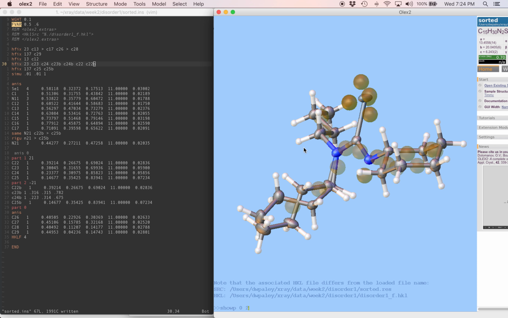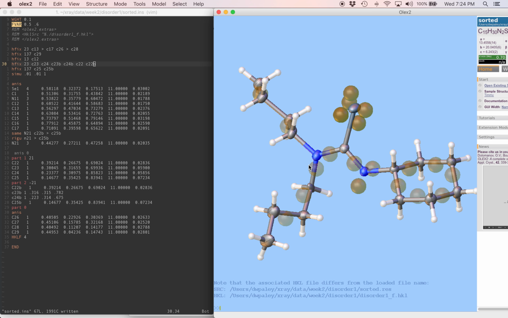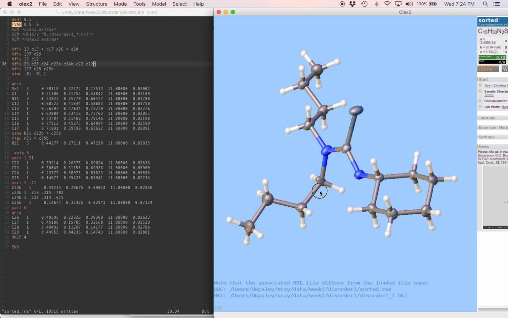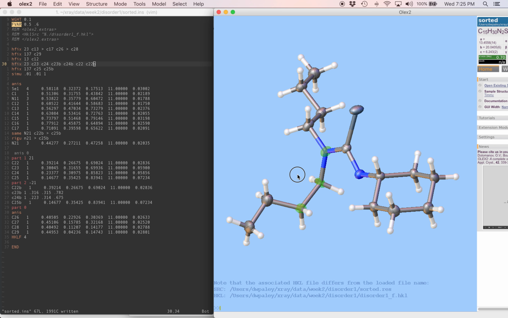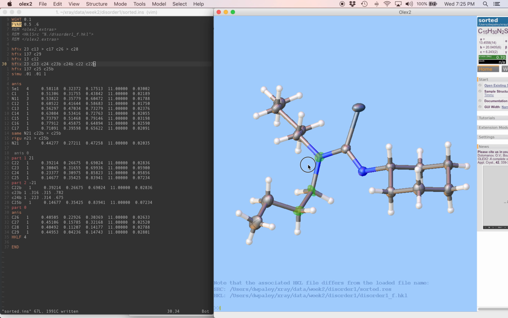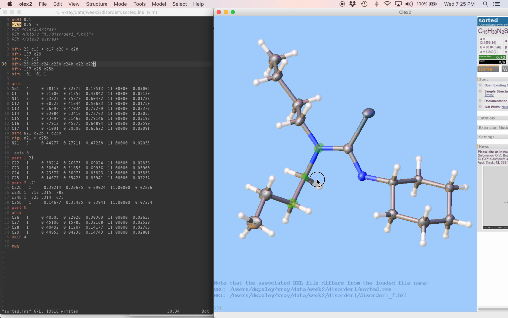Let's check especially on the geometry of this second disordered position here. Are these bond lengths reasonable? 1.54 is right on target for a carbon-carbon bond, and 1.50 is reasonable for a carbon-nitrogen. How about this angle? Now it's 125 degrees. That's closer to the ideal, closer to 109. Still a bit unusual, but maybe not so much that we need to worry about it too much.